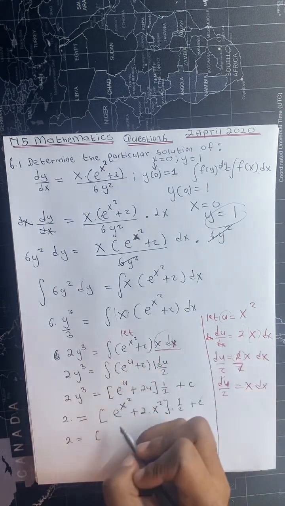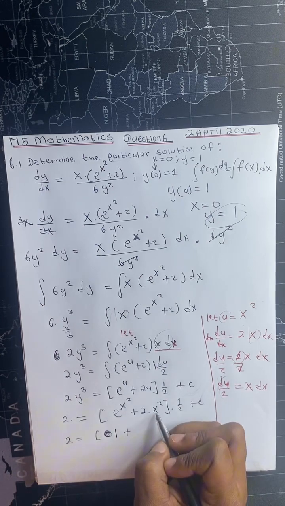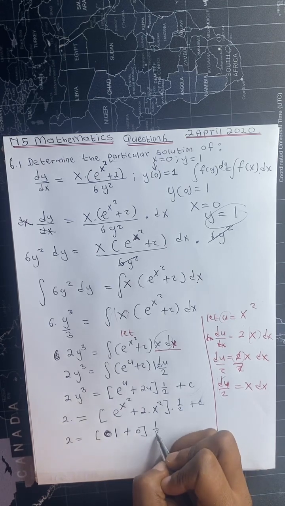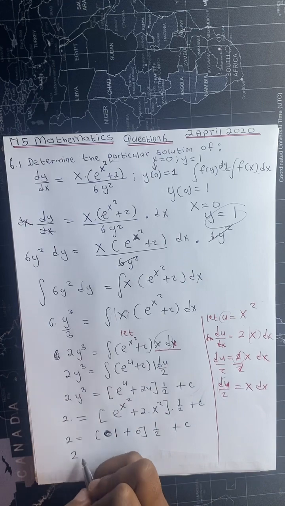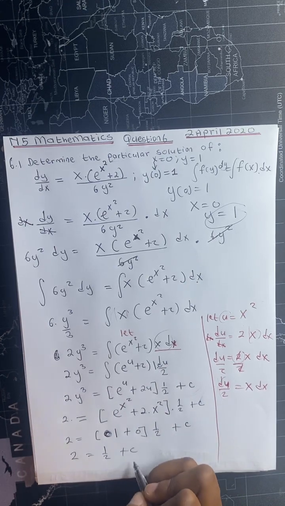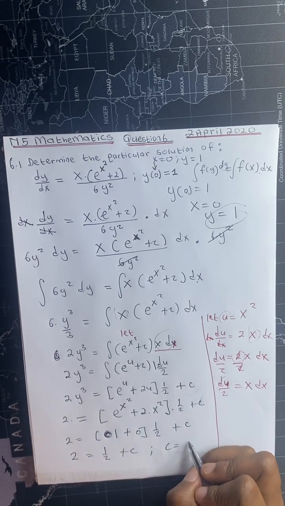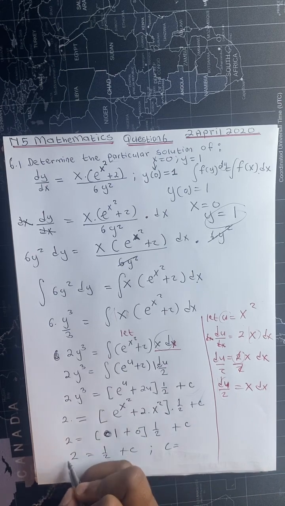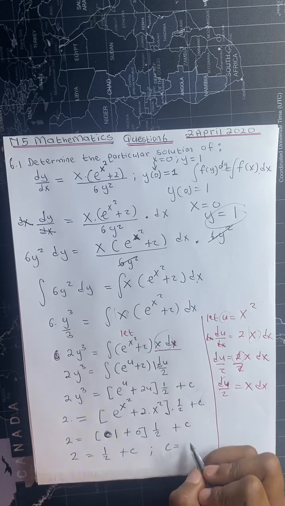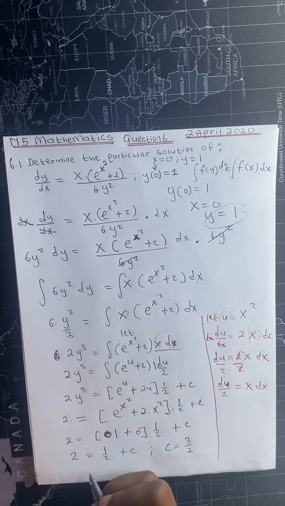So e to the power 0 will be equal to 1, plus 2 multiplied by 0 squared, which is 0, times 1 over 2, plus c. 1 multiplied by that 1 over 2 will be equal to 1 over 2 plus c. So c will be equal to 2 minus 1 over 2. When we take this 1 over 2 to the left, it changes sign from positive to negative. So 2 minus 1 over 2 will be equal to 3 over 2, which is 1.5.